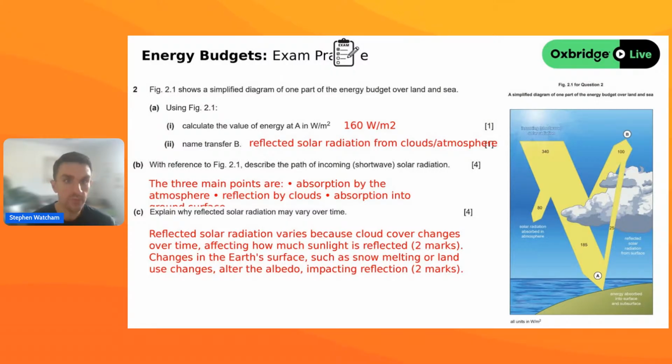Name transfer B: we've got reflected solar radiation. In these types of questions, you need to say where from. So the reflected solar radiation from the clouds. Okay, so that is what's occurring at B.